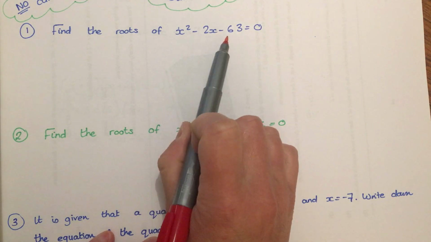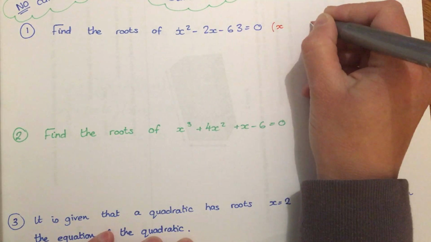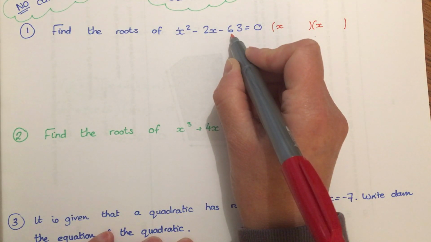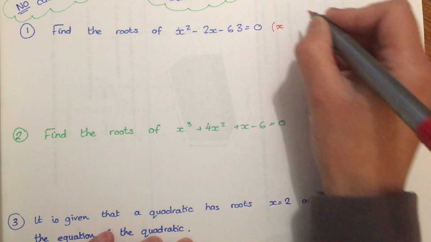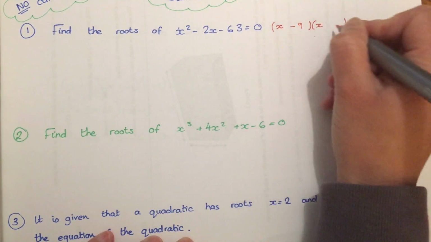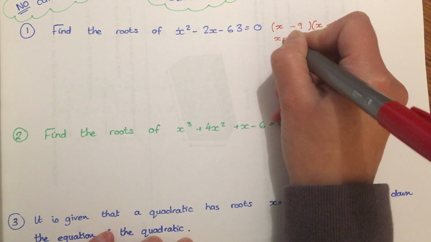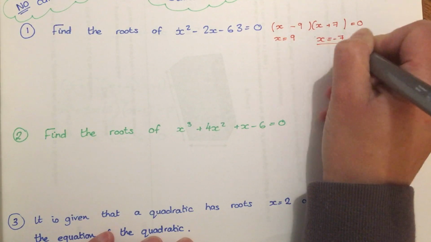To find the roots of this quadratic, probably it will factorise. For negative 63, my choices are 9 and 7. I've got negative 2, so I would want negative 9 and positive 7, which would give me roots of x equals 9 and x equals negative 7.